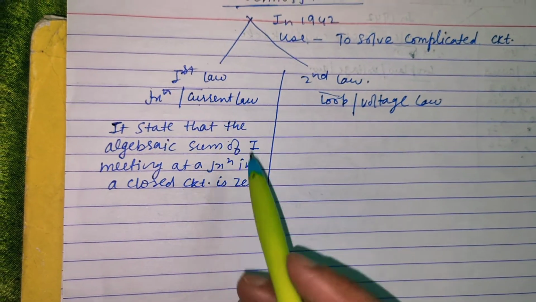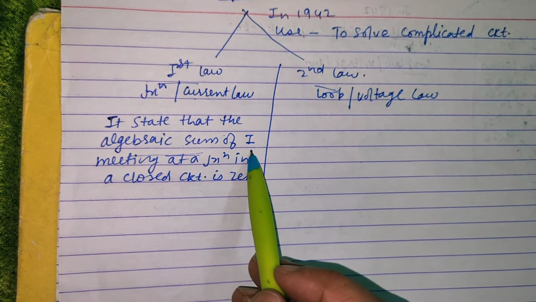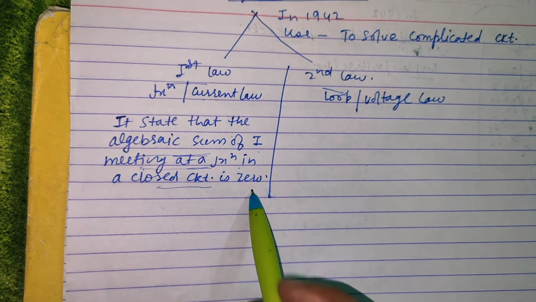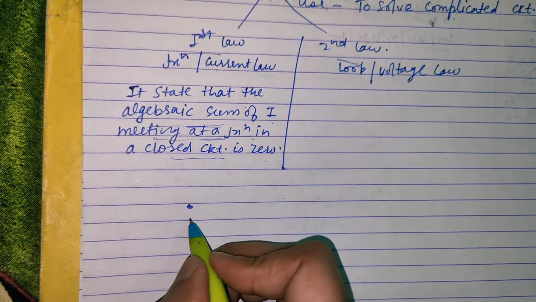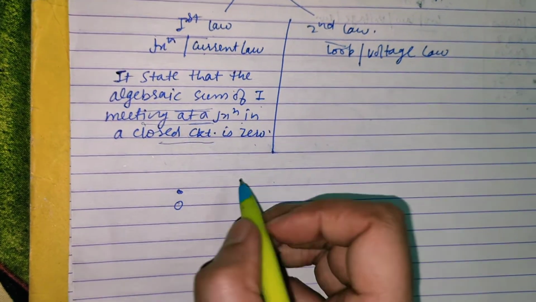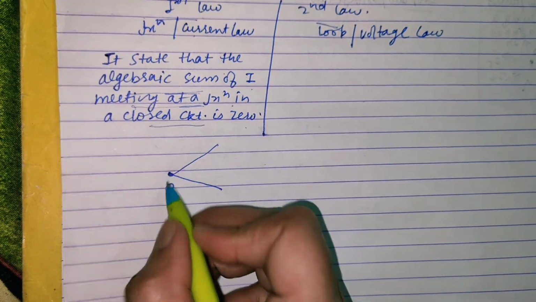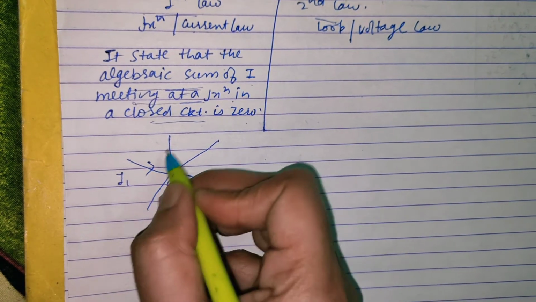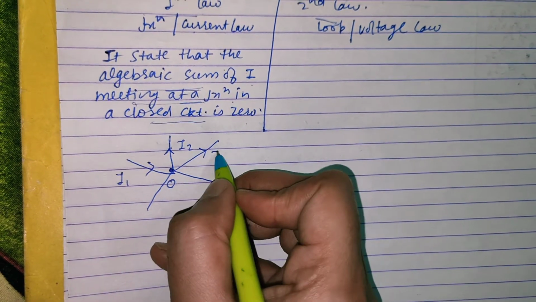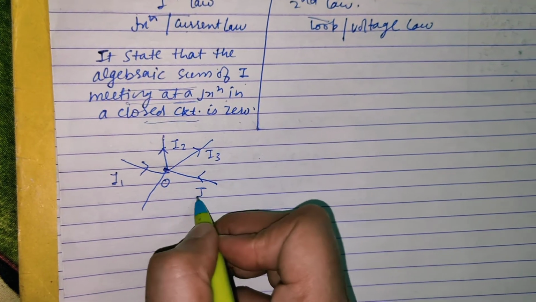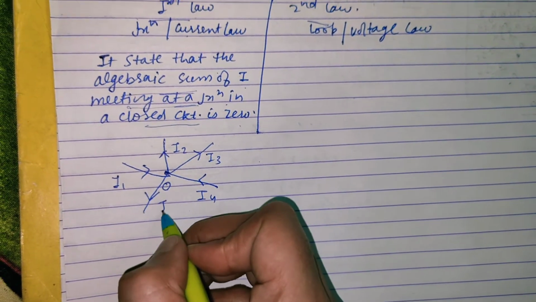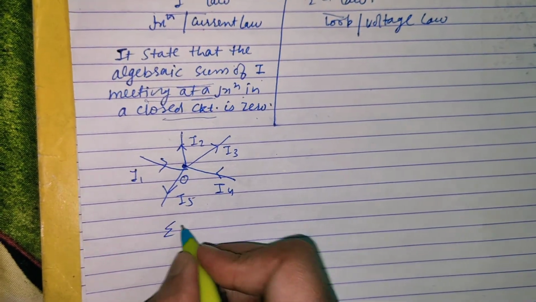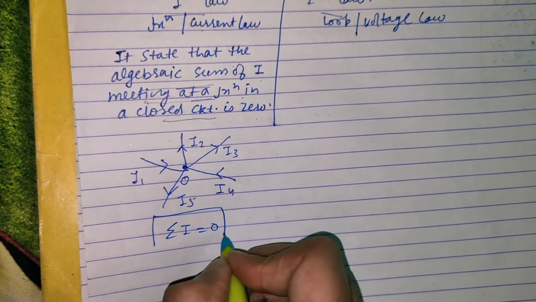The first law says that the algebraic sum of currents meeting at a junction in a closed circuit is 0. This is a junction point O. Let us consider a number of currents meeting here: I1, I2, I3, I4 and I5. The algebraic sum of all these currents is equal to 0.